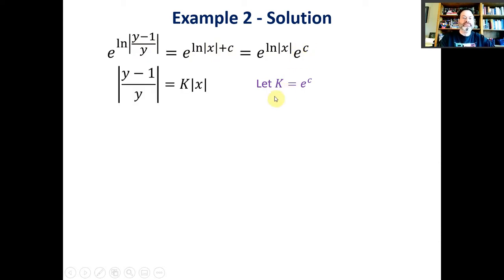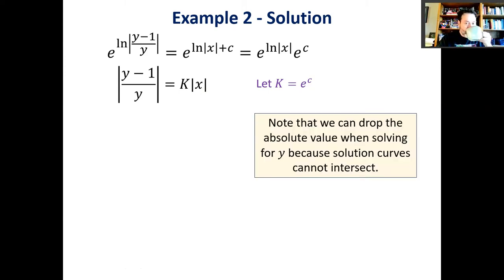And then use the cancellation rules, right? E to the natural log of anything is just that thing. And then we're using this. E to the c becomes k. E to the natural log of x becomes x. So those both have absolute value. But because we're doing an initial value problem here, you can drop the absolute value, because solution curves cannot intersect. So I dropped the absolute value, multiplied both sides by y.